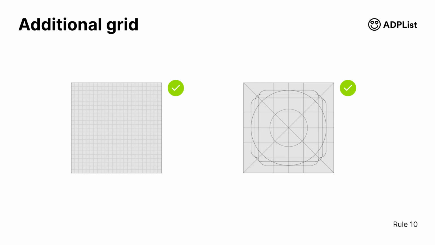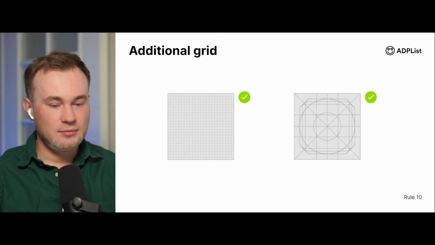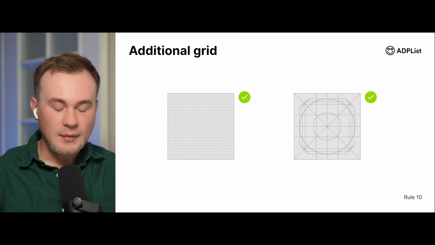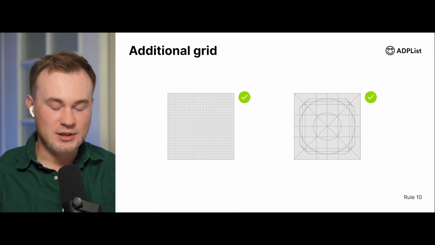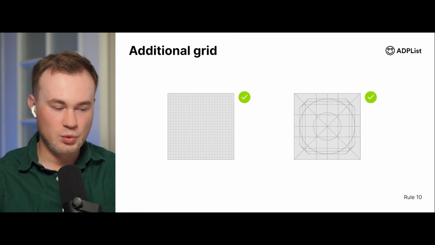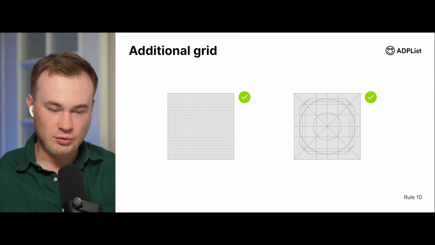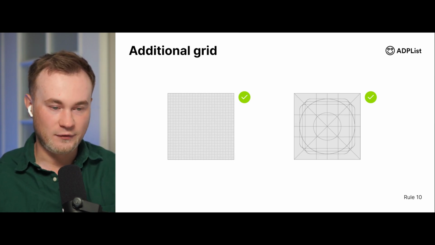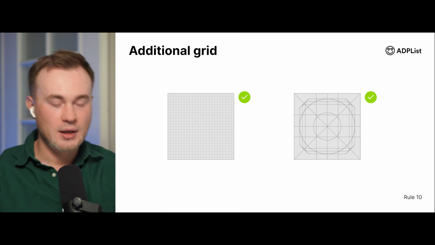Let's move to another rule. Additional grid. That's a really good one. I guess it depends on you. There is no such strict thing. You can use an additional grid system that allows you to draw a good icon, or just use the pixel one, like you have in Figma when you zoom into icons.